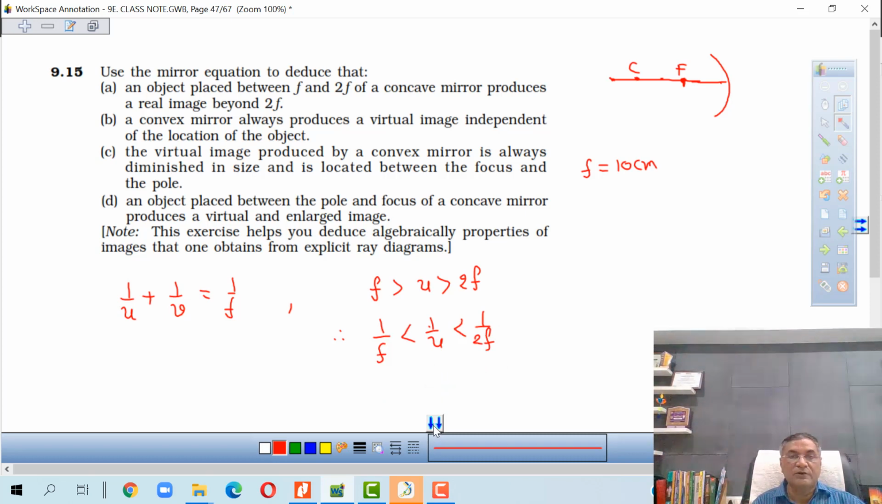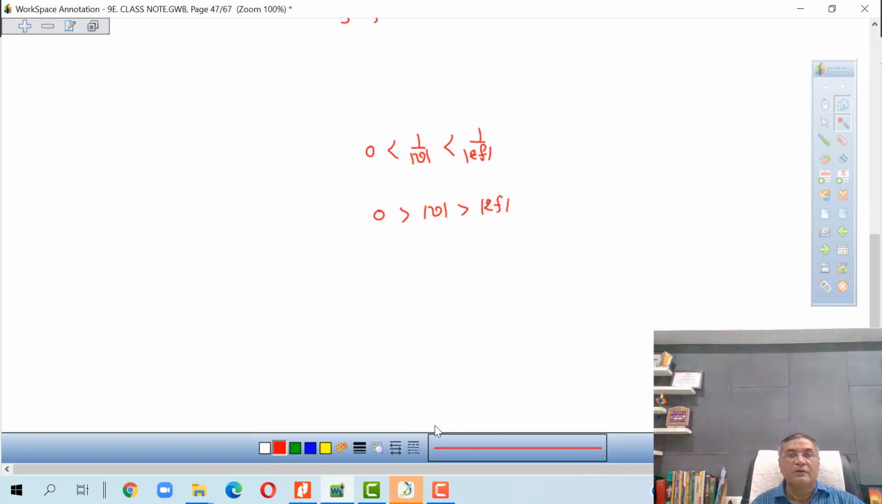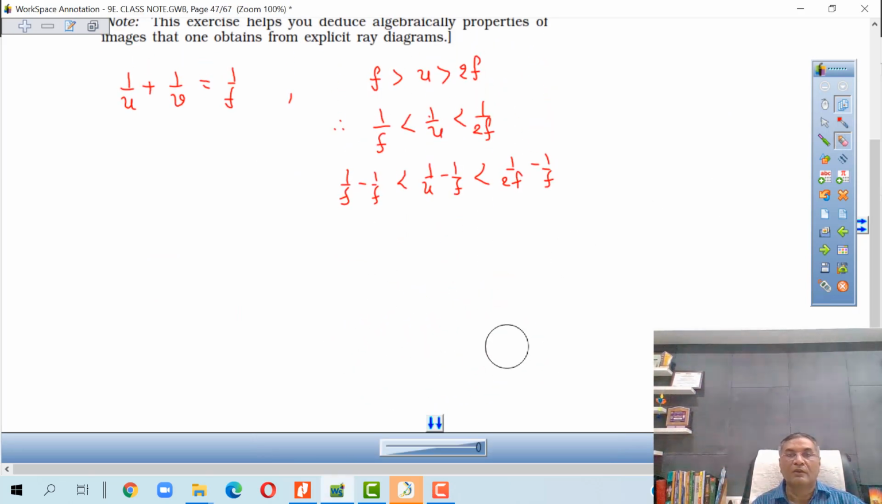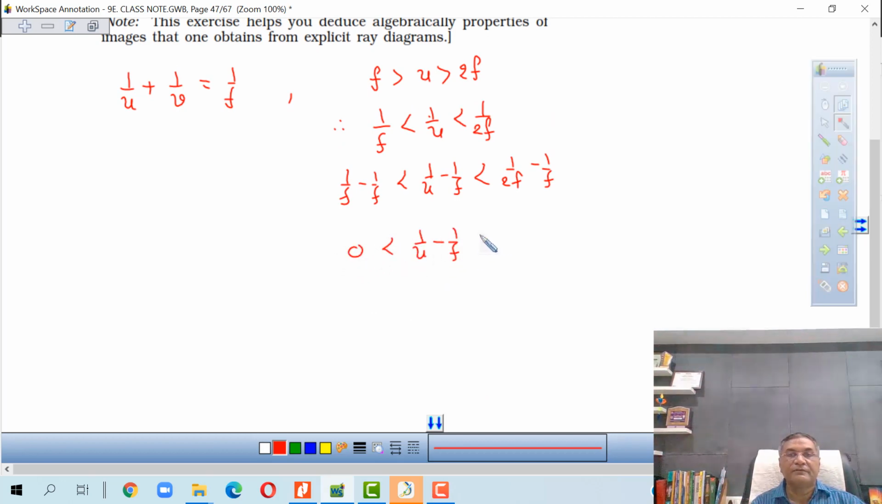Subtract 1 upon F from everything. So 1 upon F minus 1 upon F less than 1 upon U minus 1 upon F, because I need U. Less than 1 upon 2F minus 1 upon F. Okay. So 0 less than 1 upon U minus 1 upon F less than minus 1 upon 2F.